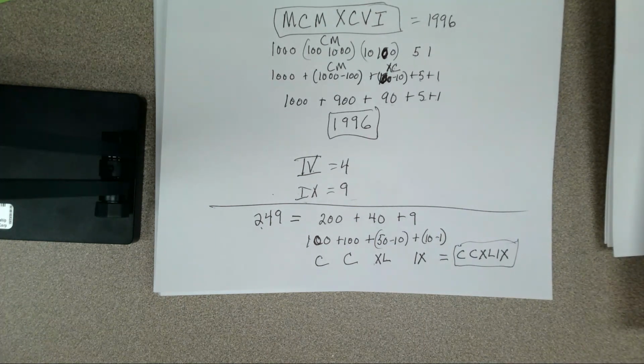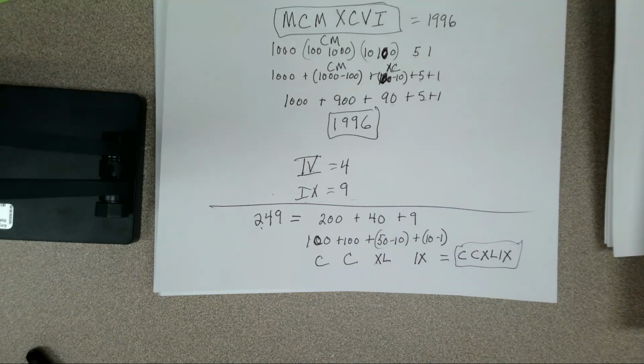249. Okay, so that is an introduction to ancient Egyptian and Roman numerals. So what we'll do next, after this, in the next video, I will talk about Chinese and Greek numerals. Okay?